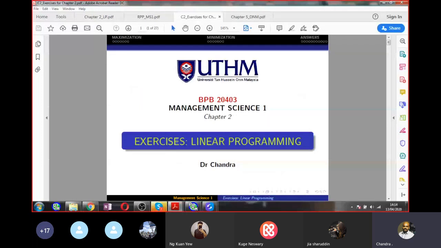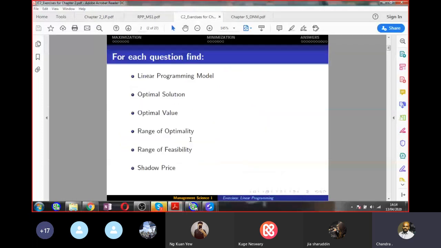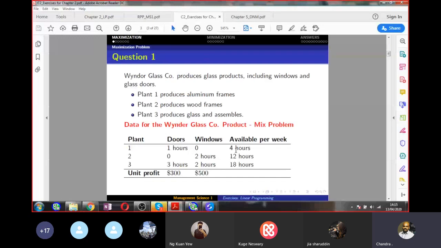So what to find here? Linear programming model, optimal solution, optimal value, range of optimality and shadow price. All these 1, 2, 3, 4, 5 I have taught you. Range of feasibility, hold on for a while. So you can start to do all these questions. I suppose you already started doing all these questions.